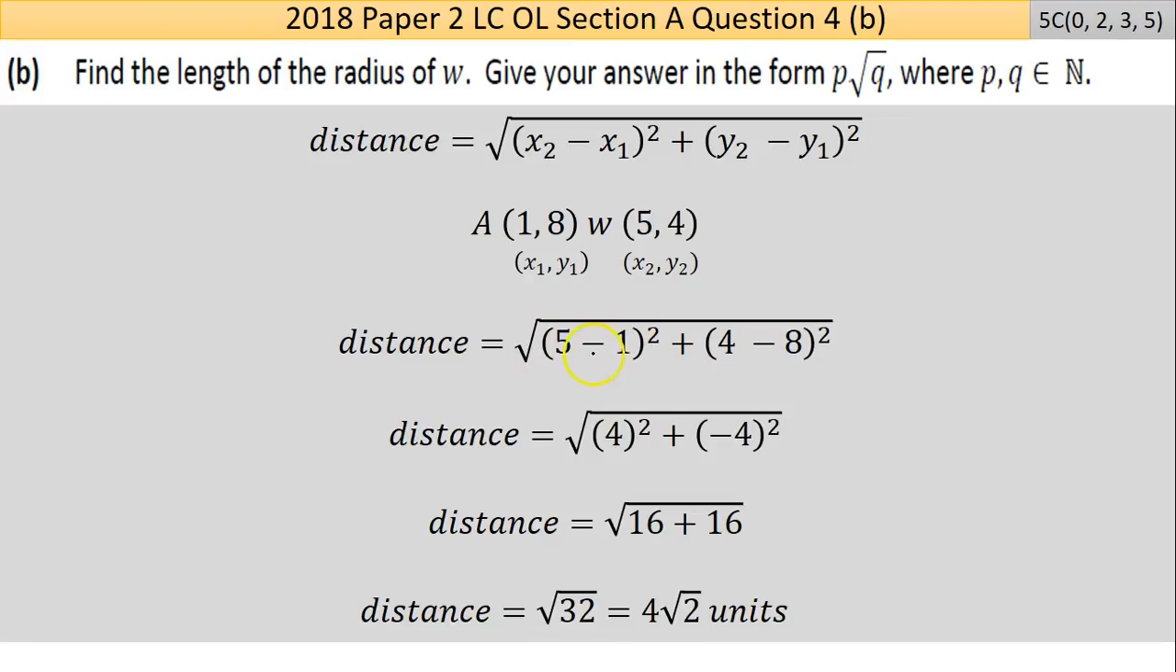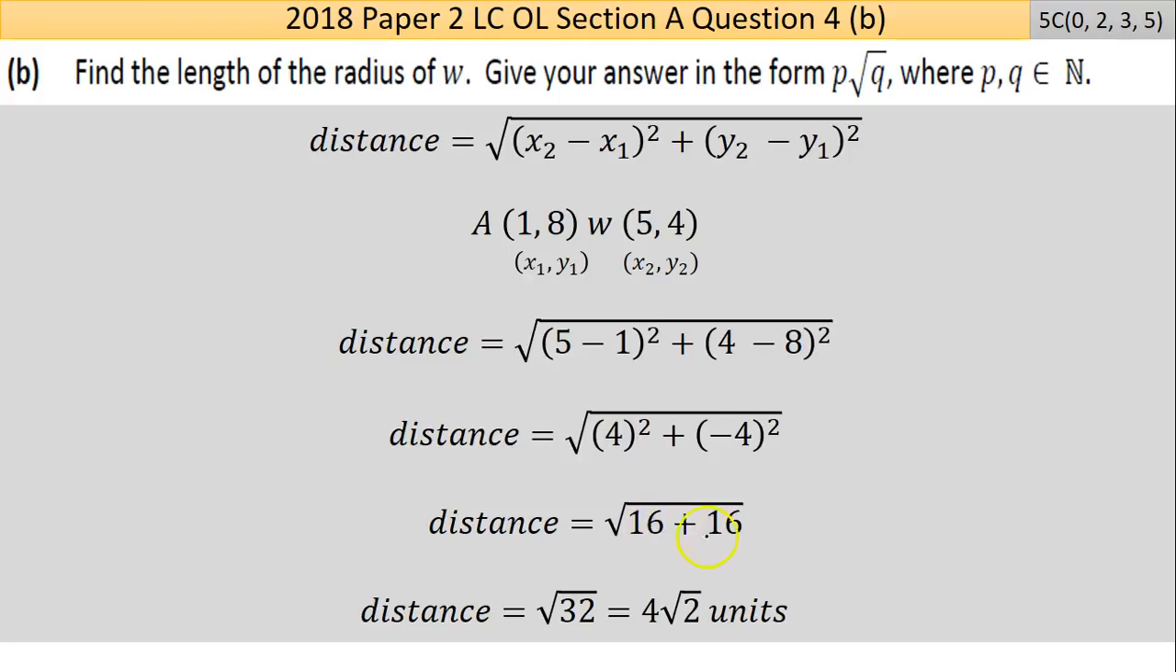So let's go left to right now. I'm going to do inside the brackets first. So 5 minus 1 is 4. 4 minus 8 is minus 4. Then I'm going to come along and do the powers next. So 4 squared is 16, and negative 4 squared means minus 4 times minus 4, which is plus 16.